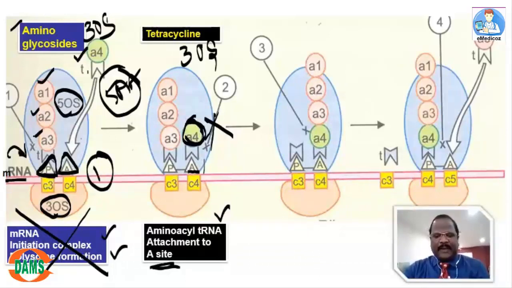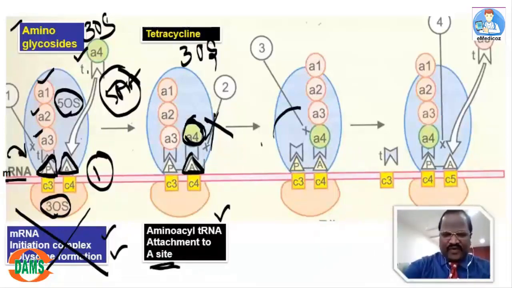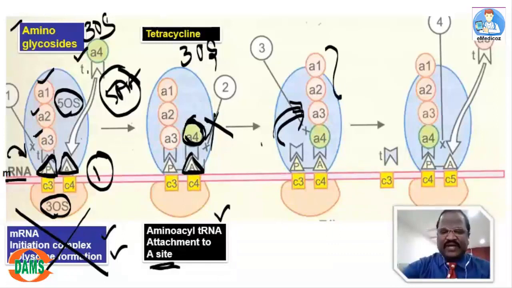Coming to the third point. Imagine whenever a new amino acid comes, it will be accepted at the A site. Now the third step is, look at the already existing peptide chain now moving from P to A. When the already existing chain moves from P to A, the chain length increases. It is called elongation of peptide chain.